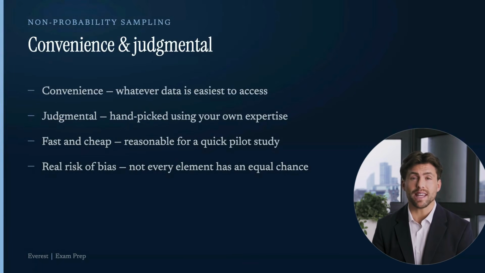Now, the two non-probability methods. Convenience sampling means taking whatever data is easiest to access, a database that's already open on your desk. Judgmental sampling means hand-picking elements using your own expertise, the way an experienced auditor flags the transactions most likely to contain a problem. Both are fast and cheap, and that's not always fatal. For a quick pilot study, it's a reasonable trade.